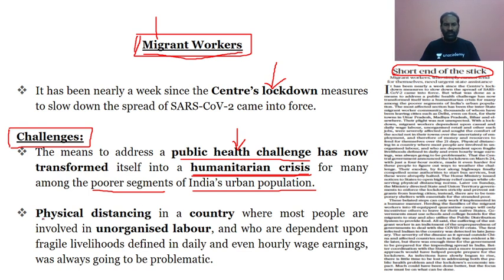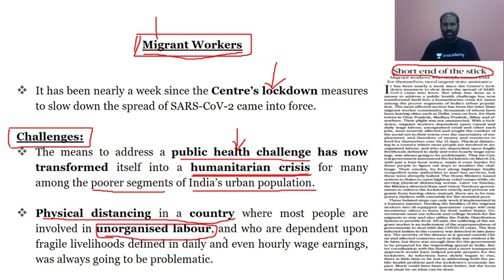And the other one is in regards to physical distancing in the country. This was the main priority why the national lockdown was taken up as a stringent measure of maintaining social distancing. That is, physical distancing in a country where most of the people were involved in unorganized labor. This is very important, because as we are talking about the migrant workers, these are in the unorganized sector as unorganized labor. These unorganized laborers are not educated or literate enough to understand the essence of physical distancing, the maintaining of social distancing, or the importance of physical distancing.